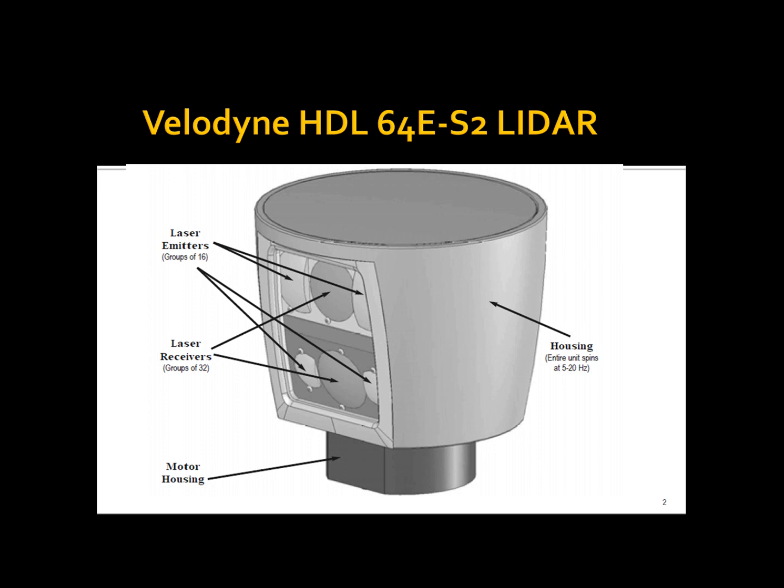The Velodyne HDL64ES2 LiDAR, the Rolls-Royce of its kind, consists of 64 pairs of laser emitters and receivers which provide us 3D range scans. Typical data in marine environments with sea clutter can be seen in the next slide.